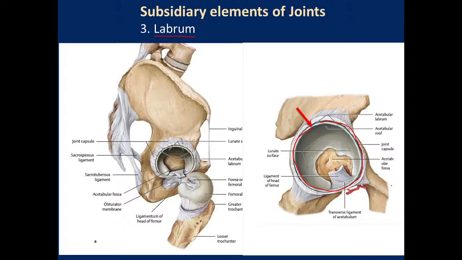If we cut the labrum and see the section, we see a triangular surface in transverse section, and it increases the area of contact between the socket and the ball-like surface of the head of the femur. So this is a special element that helps the connected or articulating surfaces suit each other better.